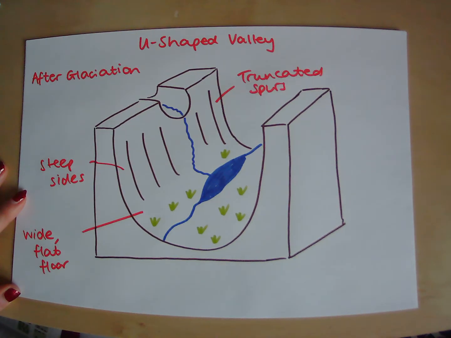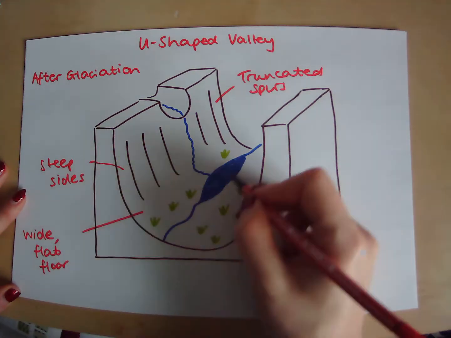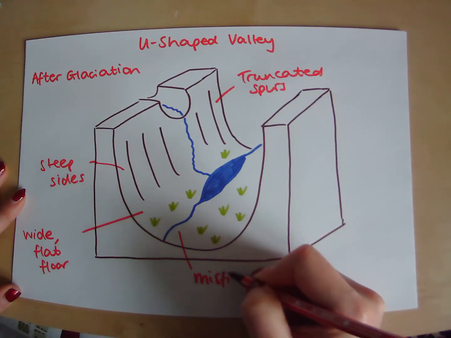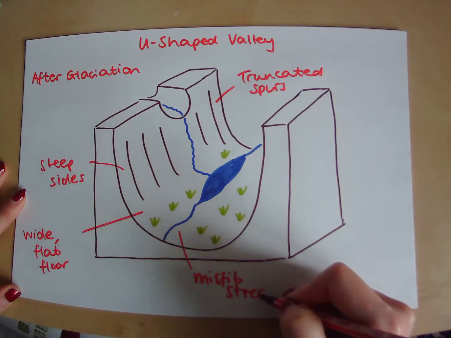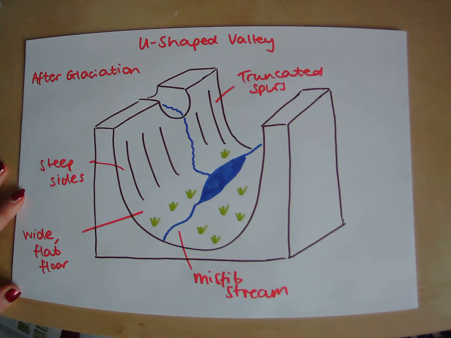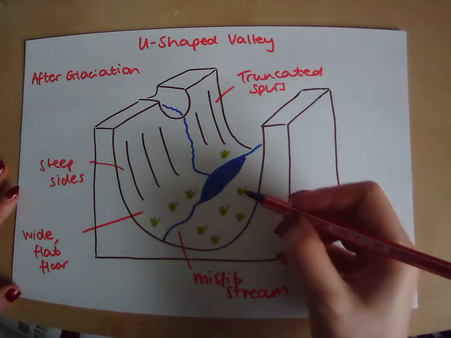There are a couple of different features that you'll find here. There's often a river that flows through the base of the valley because it's quite low down. This is known as a misfit stream, and the reason is that it doesn't really fit with this valley. The valley is almost too big for that stream.